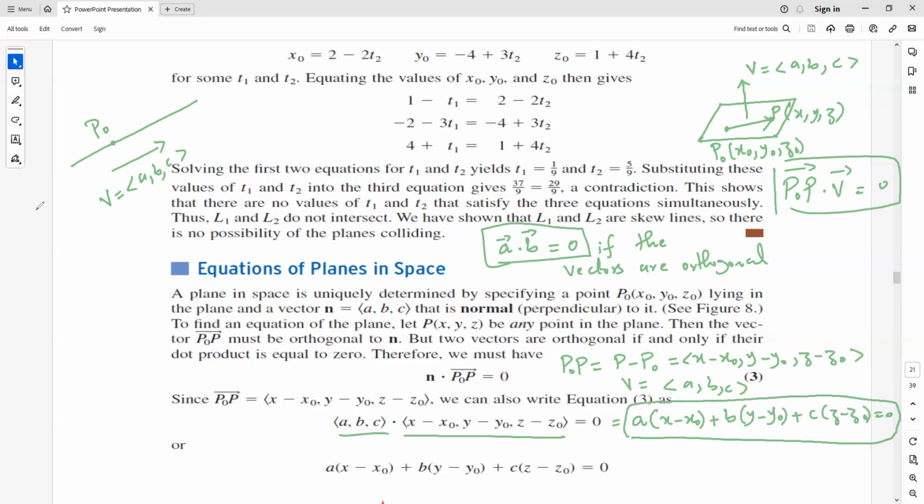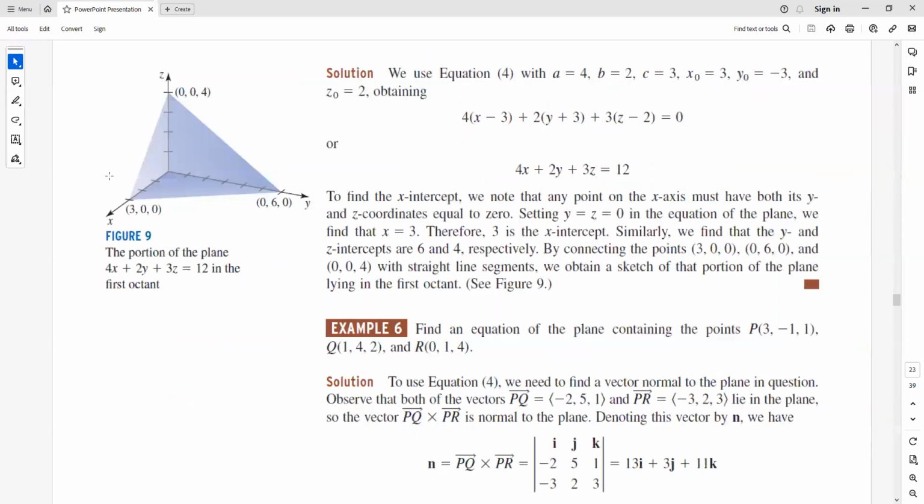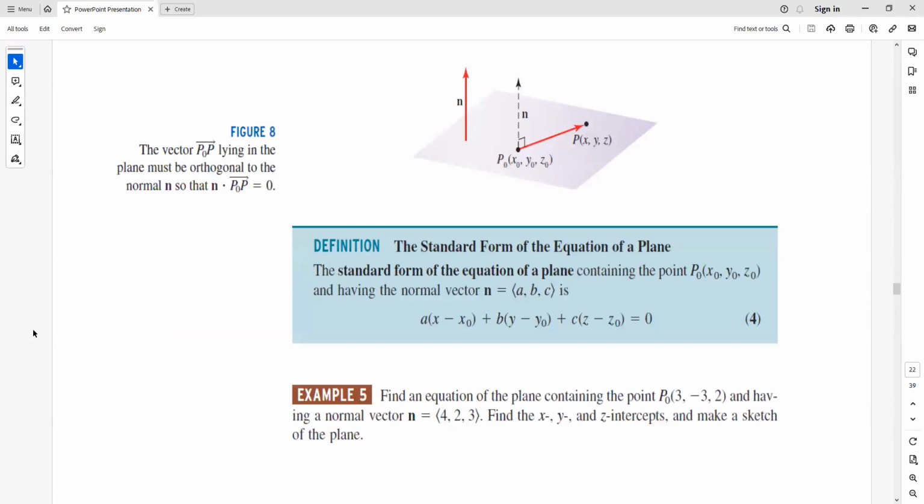Now let's see an example of finding the equation of a plane. Here we are asked to find the equation of the plane containing a given point and normal vector. We have a plane, and a point is given on the plane, that is 3, -3, and 2. Let's call it P0. A vector normal to the plane is given, that is 4, 2, 3.